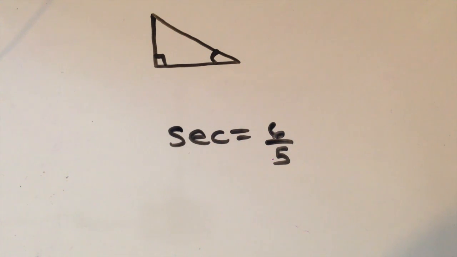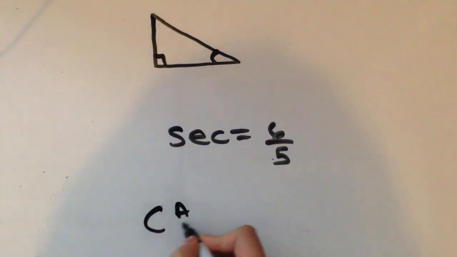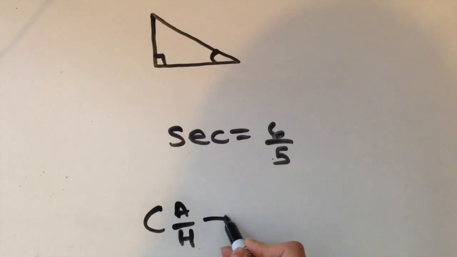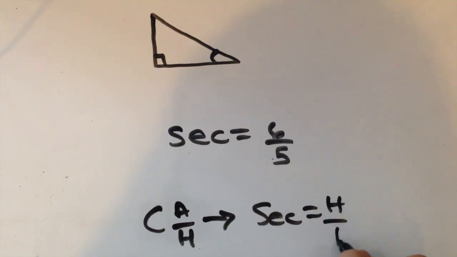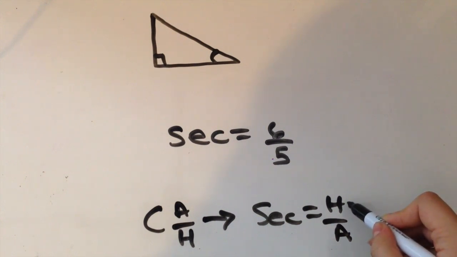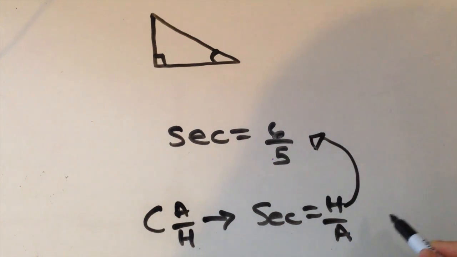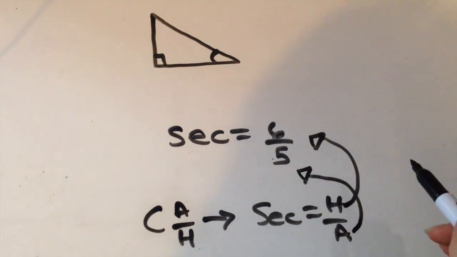The first thing that you would do is you would try and see how much of that information you can put onto your triangle. If you know that secant is the reciprocal for cosine, and cosine is equal to adjacent over hypotenuse, then secant is equal to hypotenuse over adjacent. And this means that the hypotenuse is 6, and adjacent to that is 5.